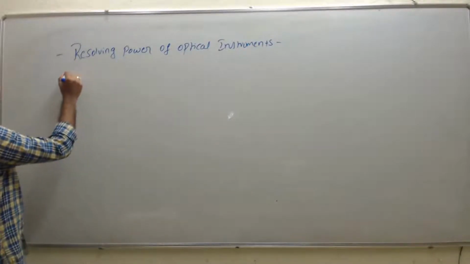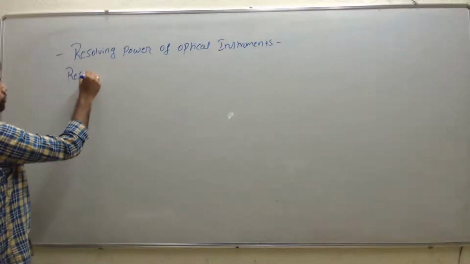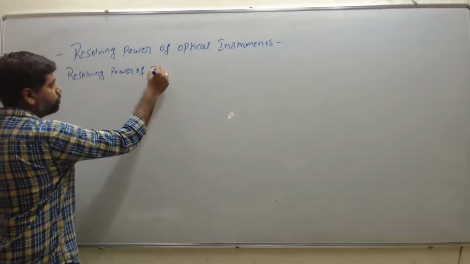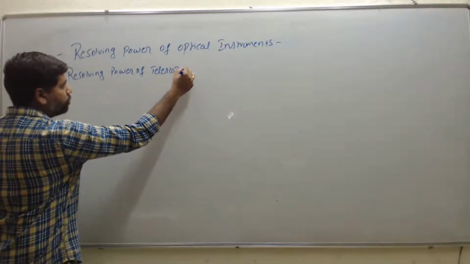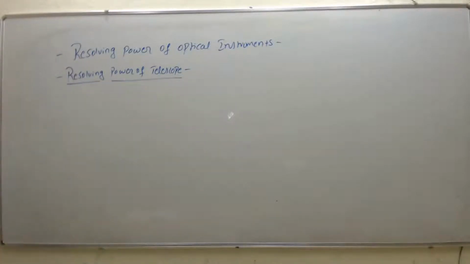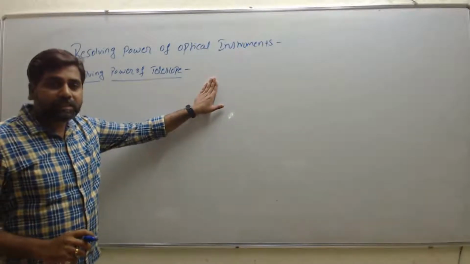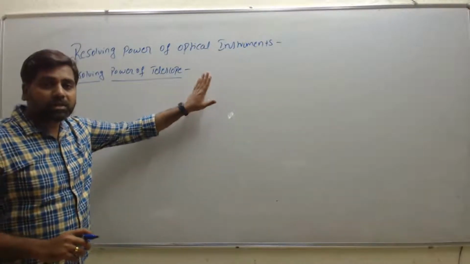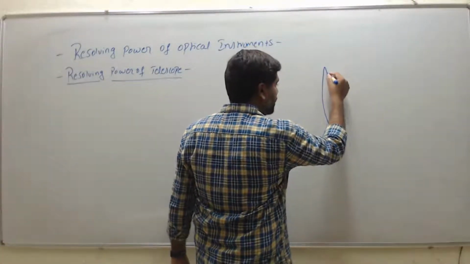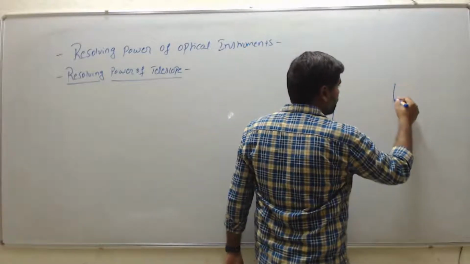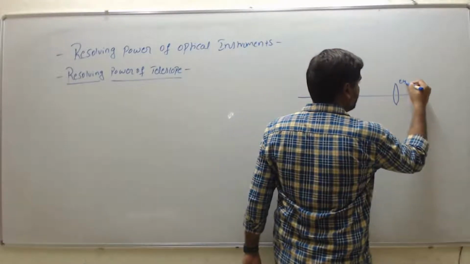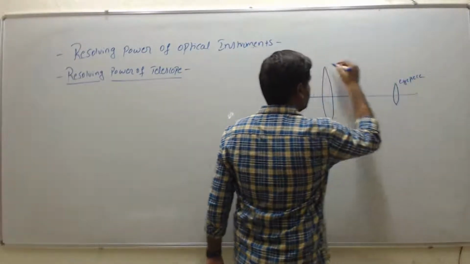So first is the resolving power of the telescope. A telescope is used to observe objects which are placed at larger distances. In a telescope we have two lenses. One lens is the objective lens and the other is the eyepiece. This one is the eyepiece and this one is the objective.